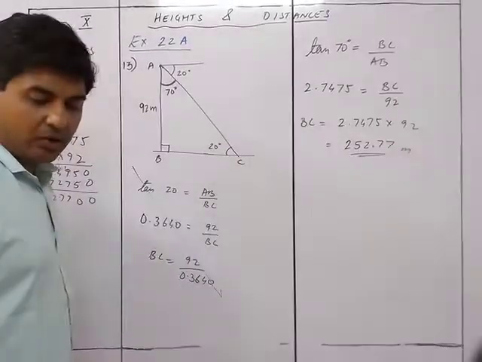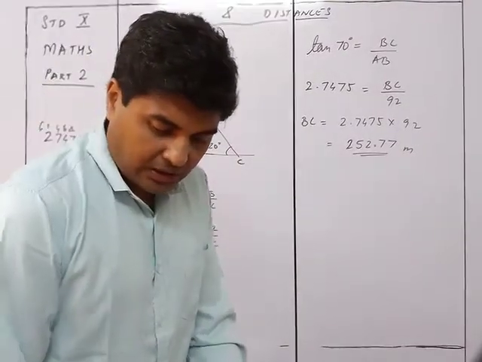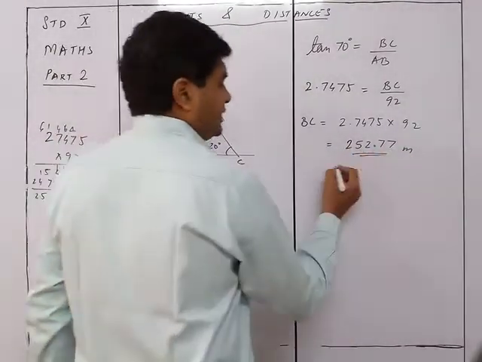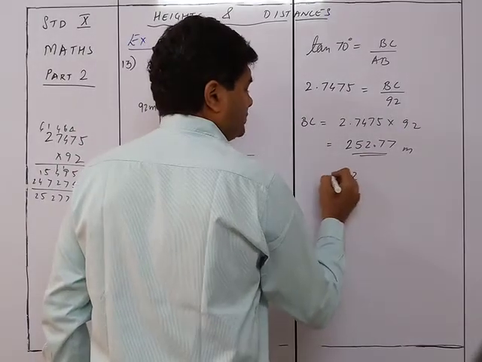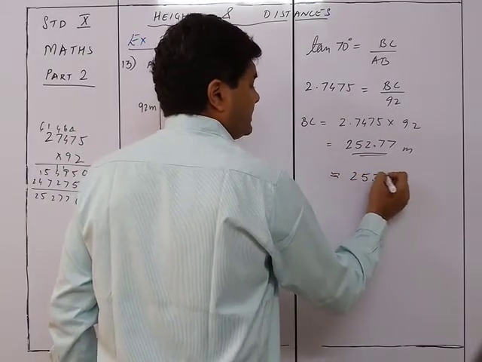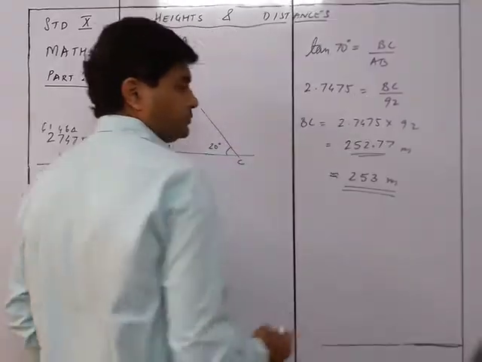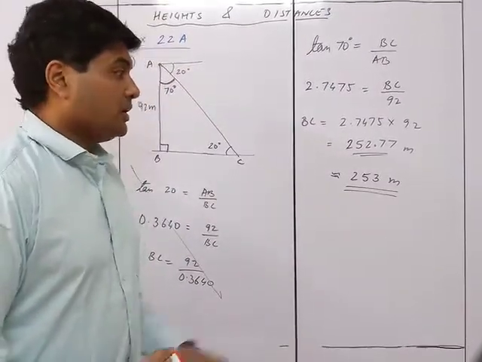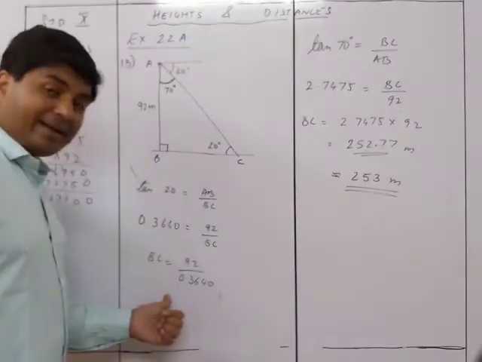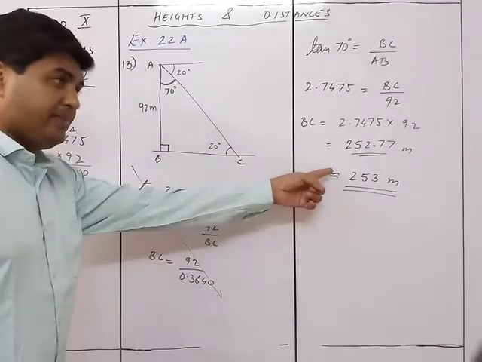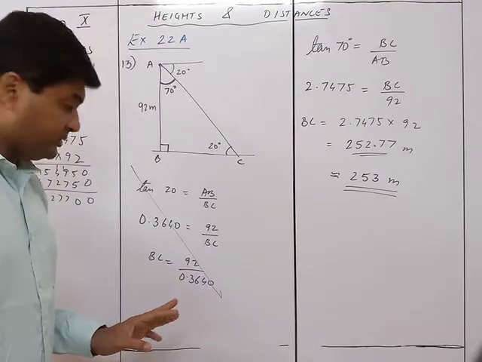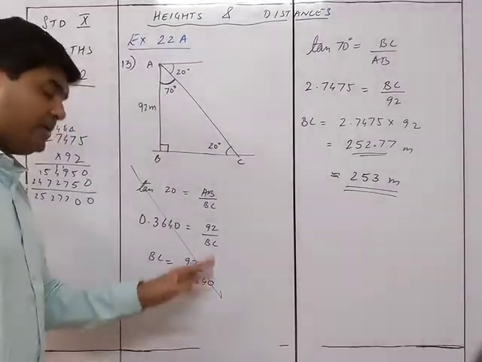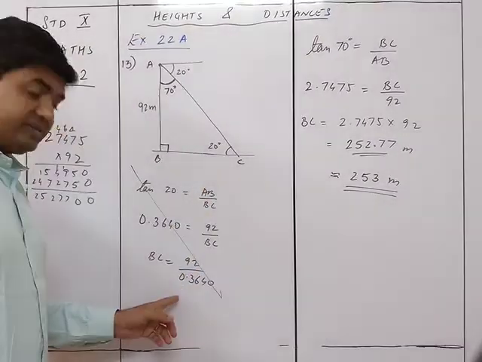You had to find out to the nearest meter. Accordingly, the nearest meter is approximately 253 meters. Samjha? This is the answer. Yes, you can try with the calculator, you will find the same answer. Okay? It is not that you cannot get the same answer, you will get the same answer even with this thing.